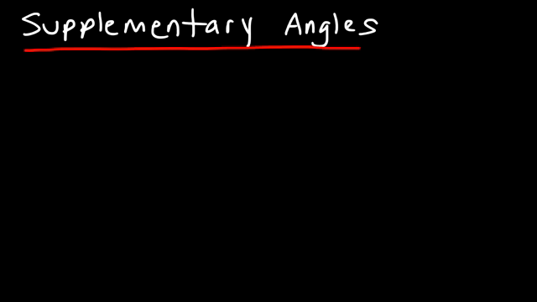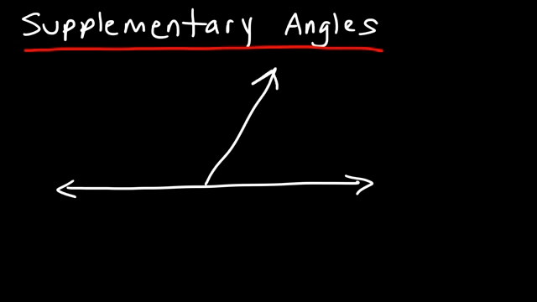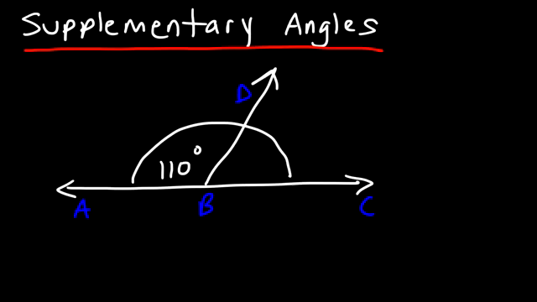Supplementary angles are angles that add up to 180. Now, if you remember, a straight angle has an angle measure of 180, so we need to be dealing with a line. So let's put some points. Let's say this is point A, B, C, and D. Let's say angle ABD has a measure of 110, and angle DBC has what measure? What would you say it should be? Now remember, a straight angle is 180, so 110 plus what number is 180? This has to be 70.